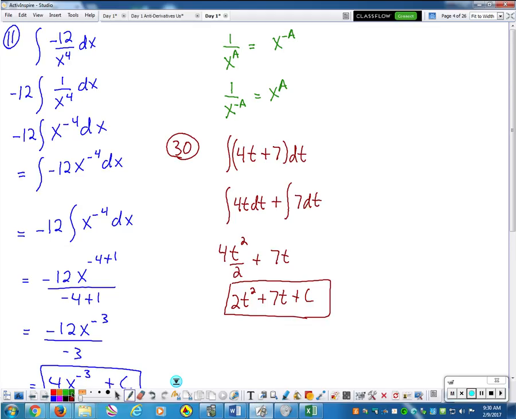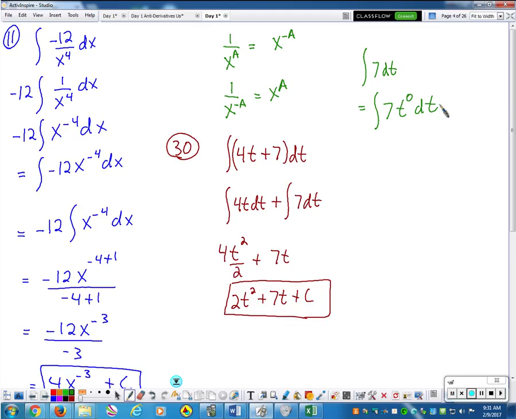Yeah, here's how Sydney's thinking of it. If you got the antiderivative of 7 dt, that's the same thing as the antiderivative of 7t to the 0 power. Sorry, I guess t, back up, hold on. So it'd be 7t to the 0 power, because anything to the 0 power is 1, and 7 times 1 would still be 7.